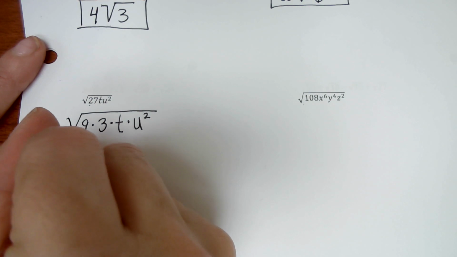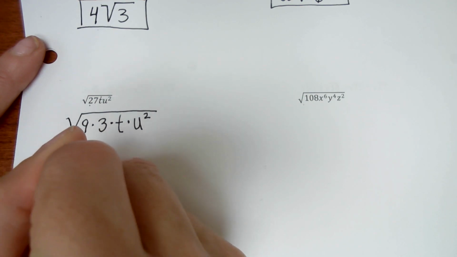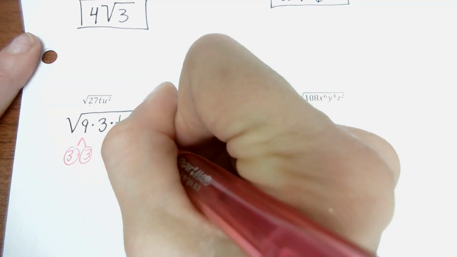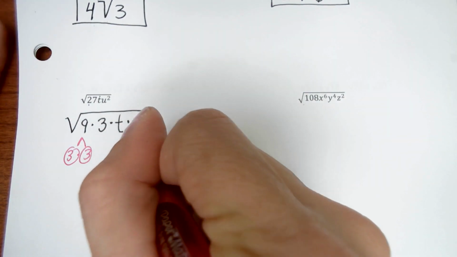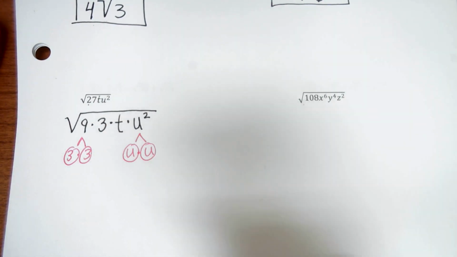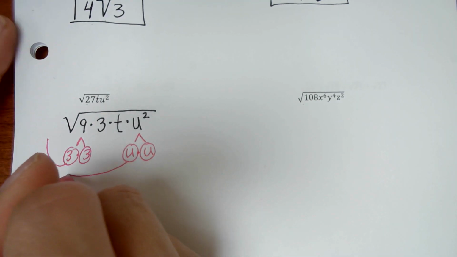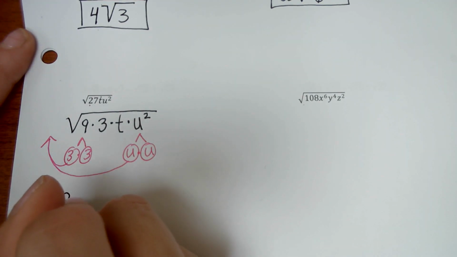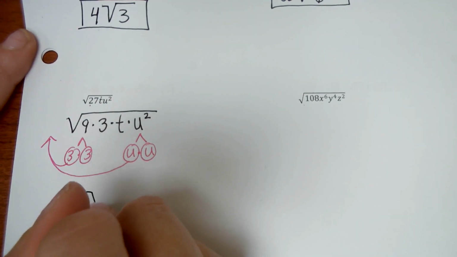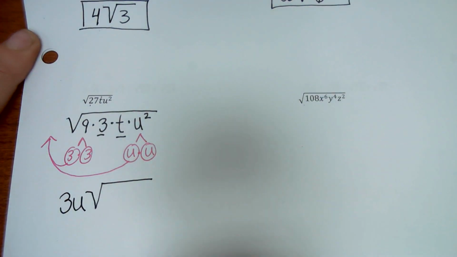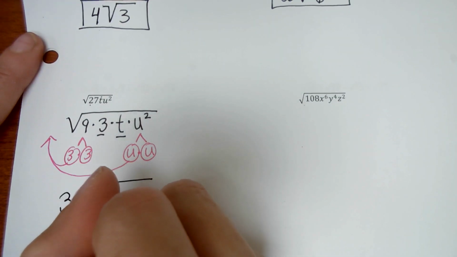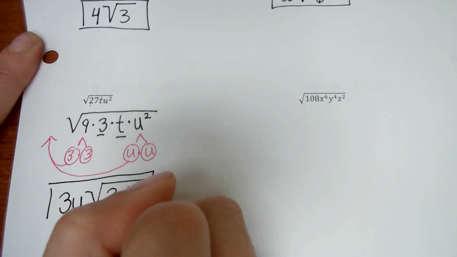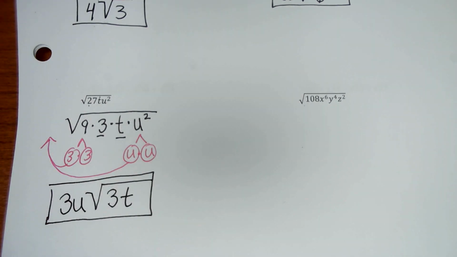Now, 9 is a perfect square because it can be comprised of 3 times 3. U squared is also a perfect square because of u times u. So we can pull both of these out of the radical and move it into our coefficient spot. So this would become 3u square root, and then what's left over is just 3t. So that stays within the radical as our radicand and becomes our final answer, 3u square root 3t.